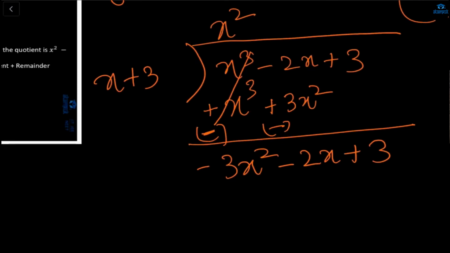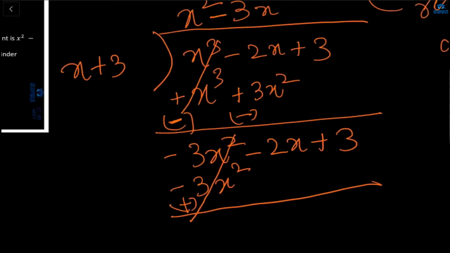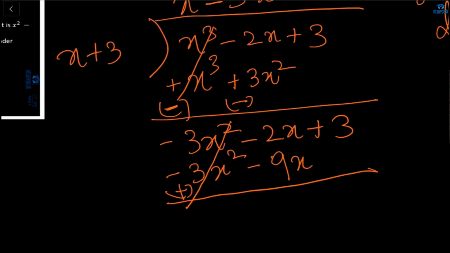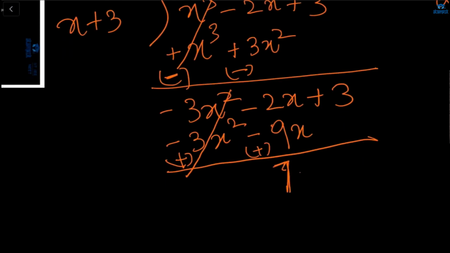Now, what is the next number? Now we need to cancel 3x square. If you need to cancel 3x square, here it is only x, so we'll be multiplying by minus 3x. If you multiply minus 3x with x plus 3, then what will you get? Minus 3x square. Always remember you need to cancel the first term, 3x square, so it will become plus. Plus minus will become 0. It will be cancelled. Now if you multiply minus 3x with plus 3, it will be minus 9x. The sign will be changed to plus, so it will be 7x plus 3.